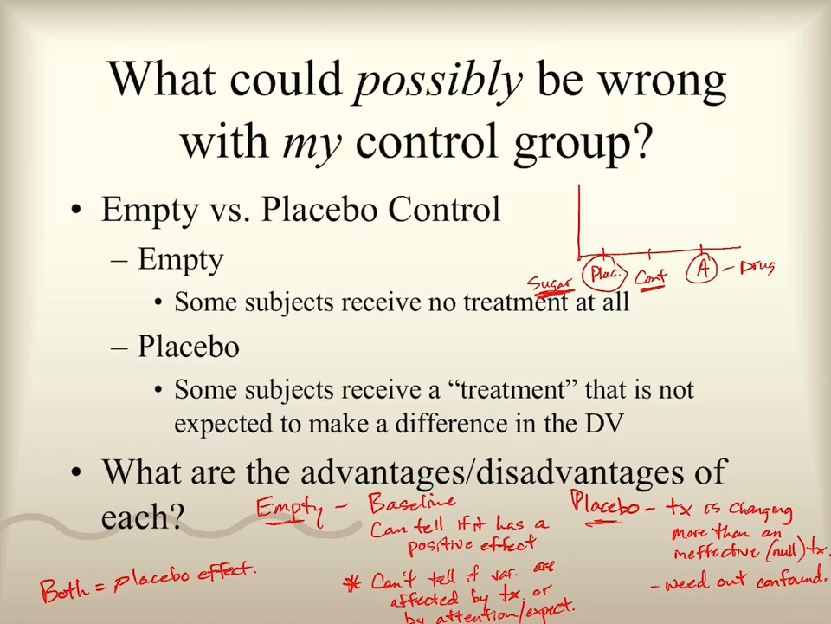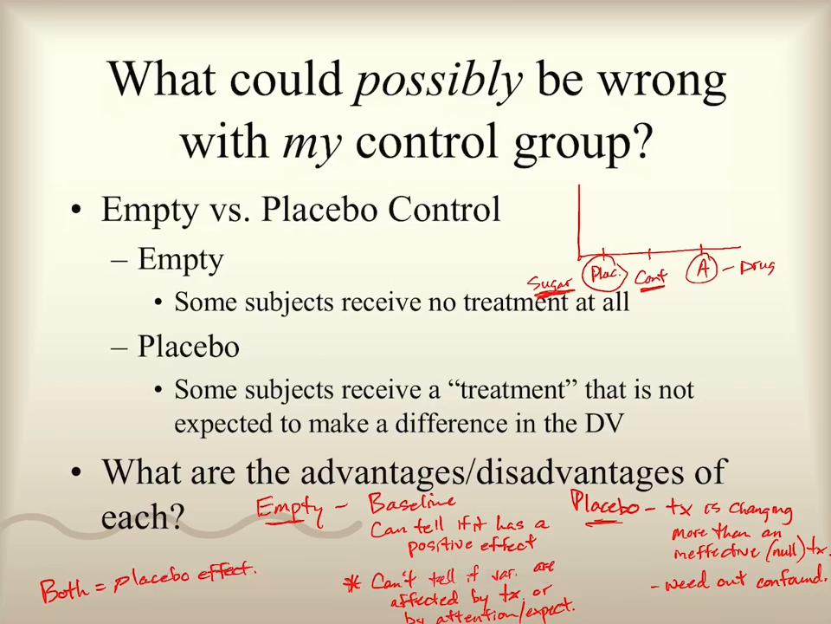In other words, you can tell how much people's mere expectations increase their levels of happiness. So why wouldn't you just do this all the time? Why doesn't every study end up having both? Why don't you do this all the time? Well, because of expenses and time, lack of participants.